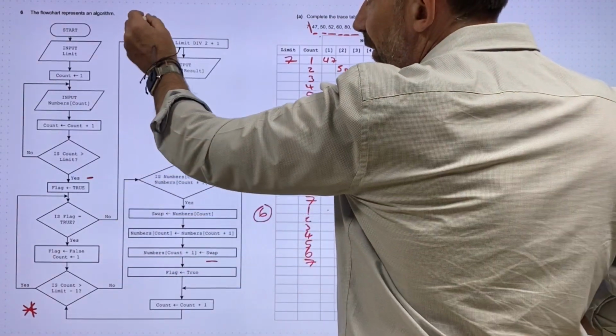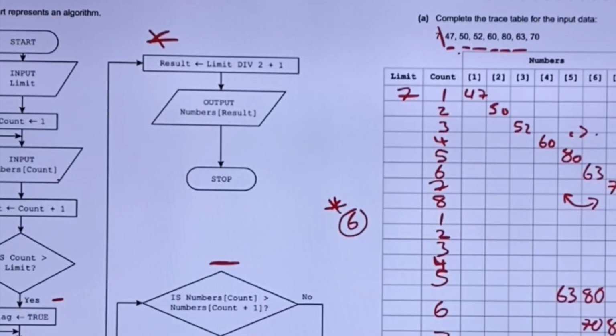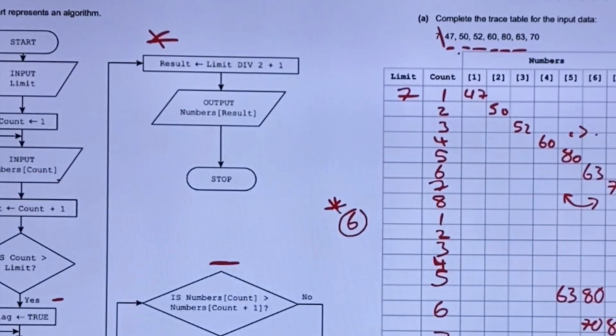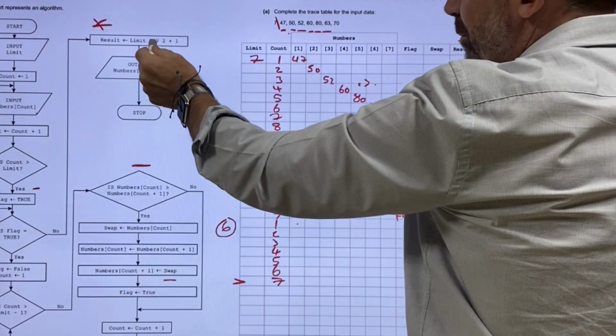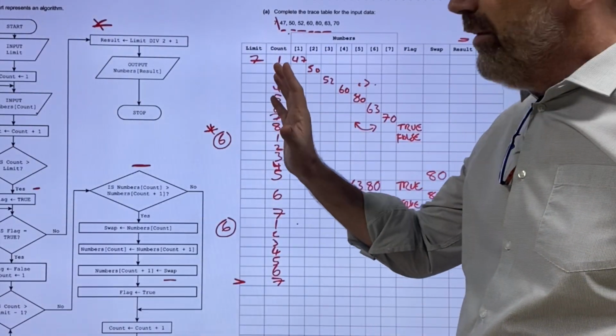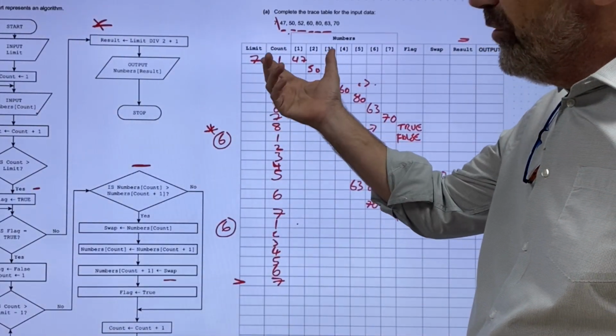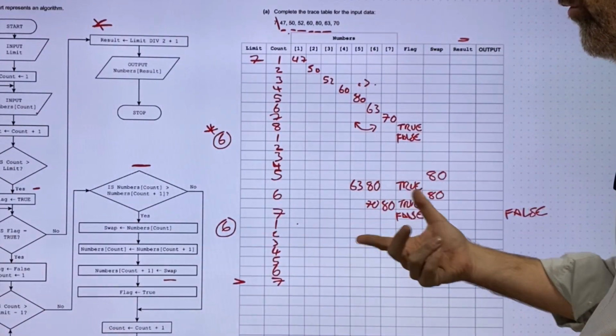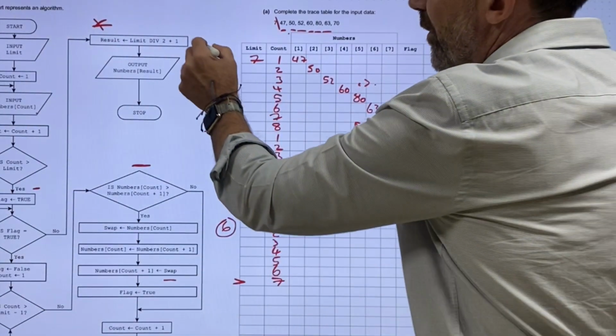So we're going up here to this bit. Okay, so we're at position 7. Result equals, hang on, we're on to result now. Result equals limit divided by 2 plus 1. Well, remember, we don't do remainders or anything in this. So 7 divided by 2 would be 3. Okay, 3 plus 1 would be 4. So that answer there would be 4.